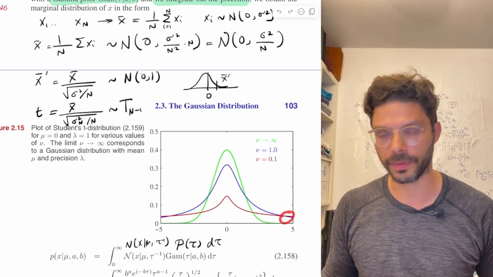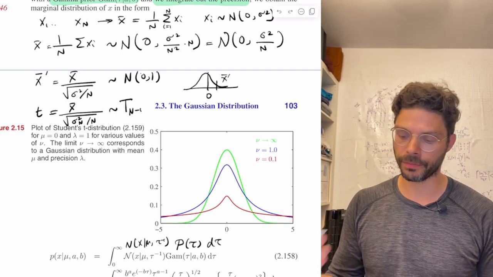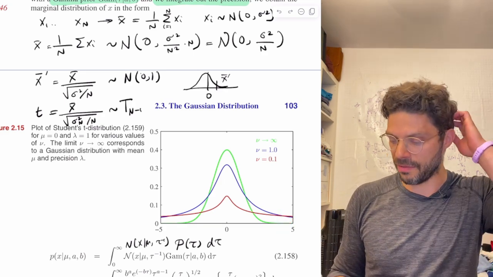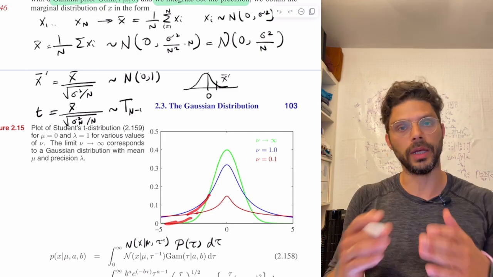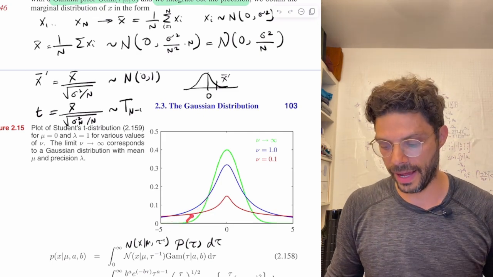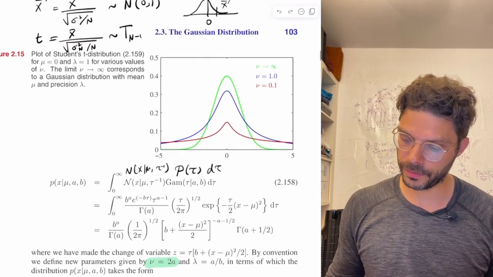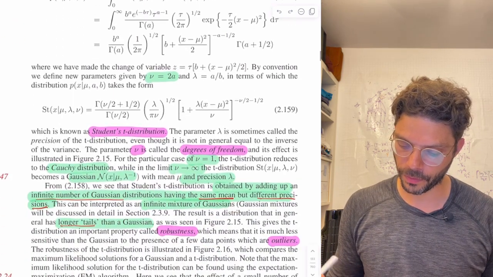So when we're speaking casually, this is kind of what we mean by these heavy tails: heavier than the Gaussian, decaying more slowly as you go away from the mean than the Gaussian does. Okay, so that's what we're talking about.